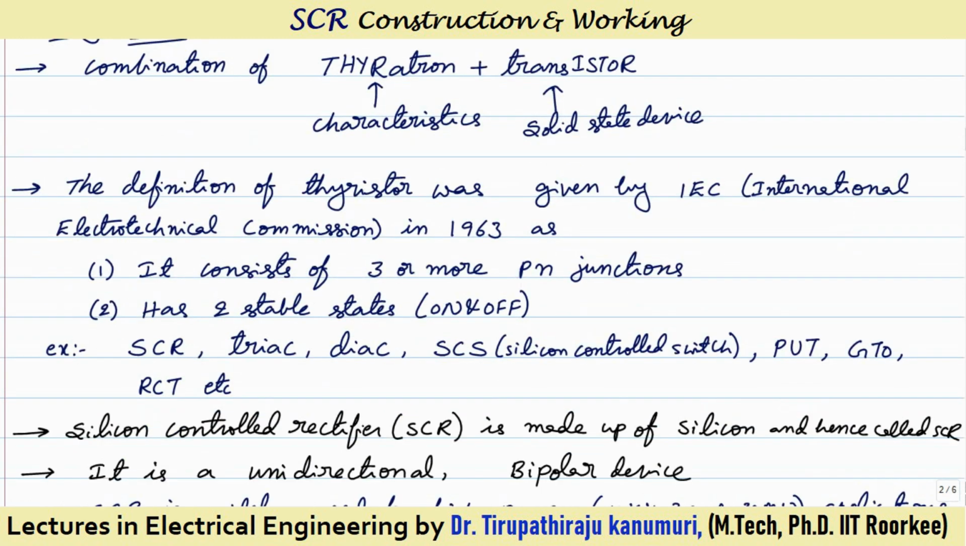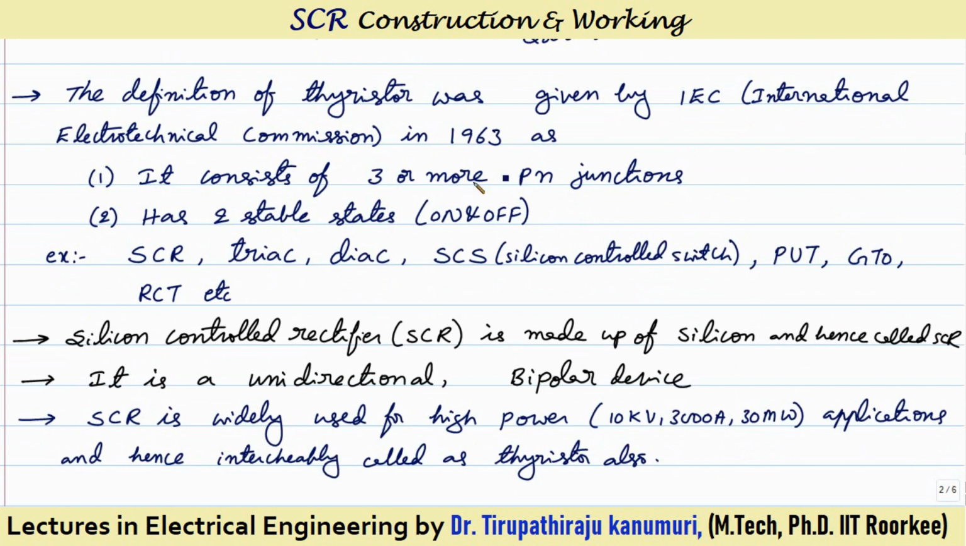The definition of the thyristor was given by the IEC, International Electrotechnical Commission, in 1963. A thyristor is one which has at least 3 or more PN junctions, and it has two stable states, that is on and off. Different types of devices that exhibit this characteristic, which can be called thyristors, are SCR, triac, diac, SCS, that is silicon controlled switch, PUT, GTO, RCT, etc.